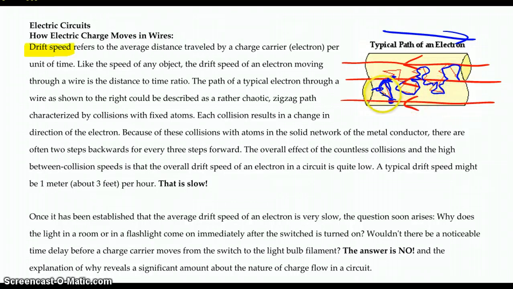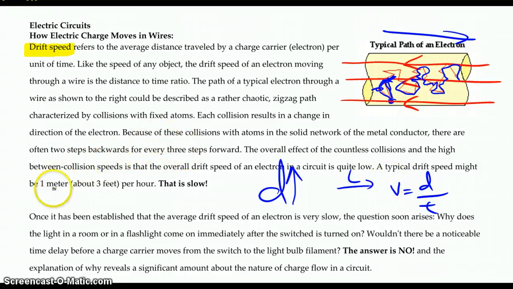Because the path has so many zigs and zags and so many different directions it has to take, it ends up moving a very large distance within the wire to move a length of the wire. And since speed is distance divided by time, all those extra zigs and zags mean that the typical drift speed can be as small as 1 meter per hour. Okay, so it's very, very, very slow. So it's not the electrons that move fast in the wire. That's a common misconception.